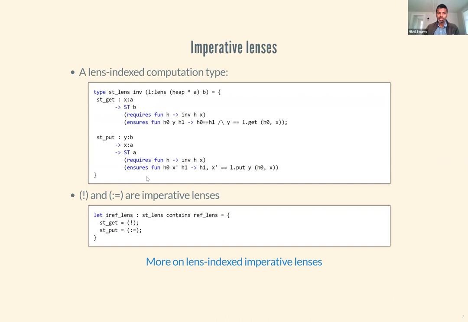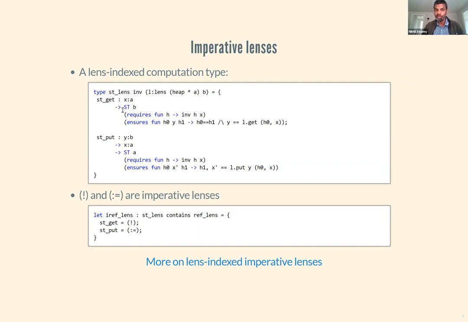Now, given one of these pure lenses, a specificational lens between a heap and an A and a B, you can build a stateful lens. Rather than doing only pure functional updates of the types involved in a lens, you can do imperative updates of the state of this heap, which is maintained imperatively. An imperative lens would have a signature that looks like this. Rather than get and put being pure functions, they would be stateful functions, where given an A, I can extract a B. The pure lens tells me that in order to get a B, I need a heap and an A, but the heap is maintained imperatively in these stateful computations.